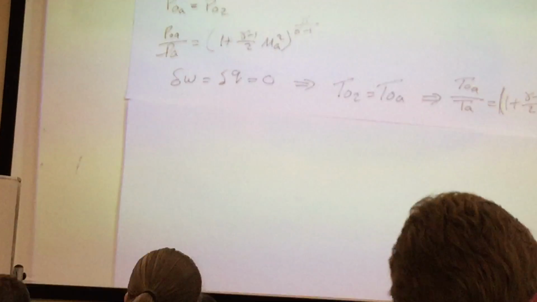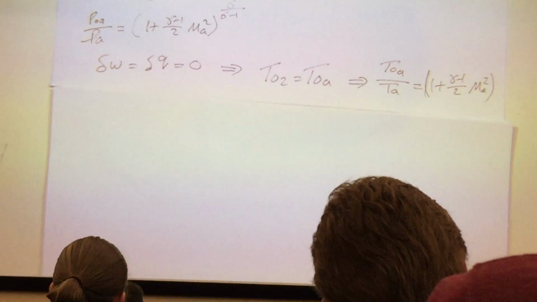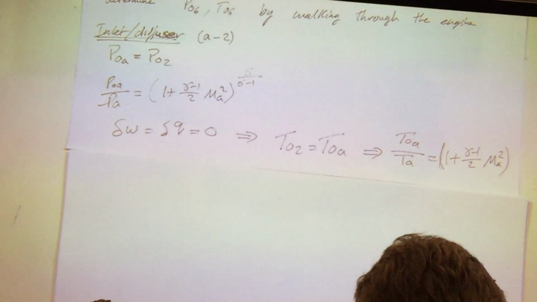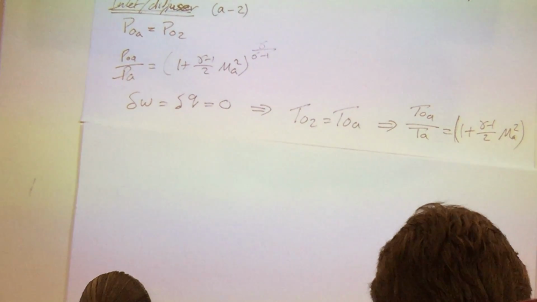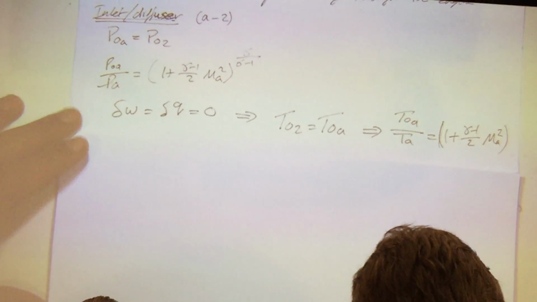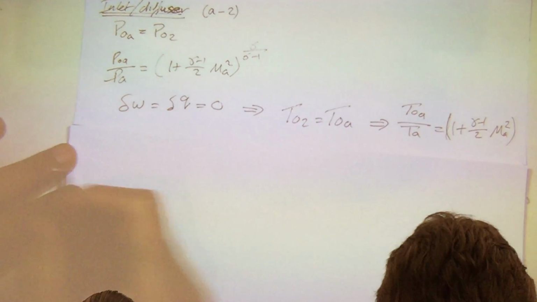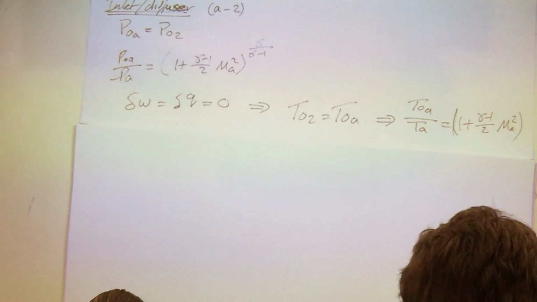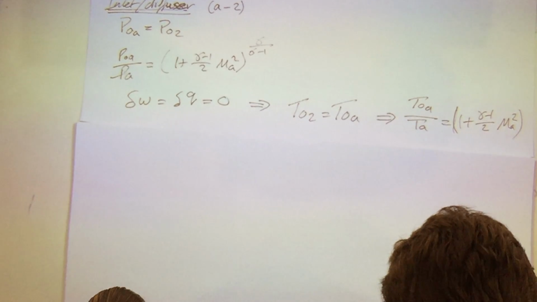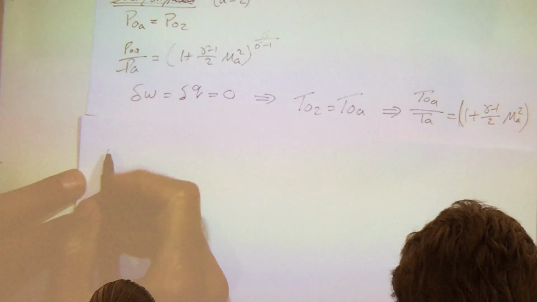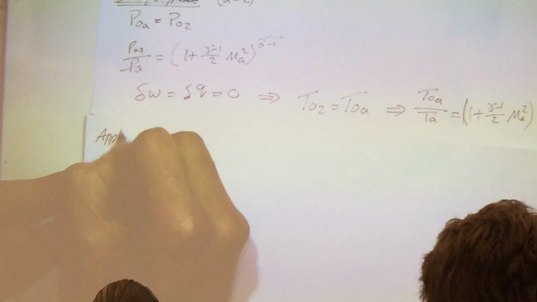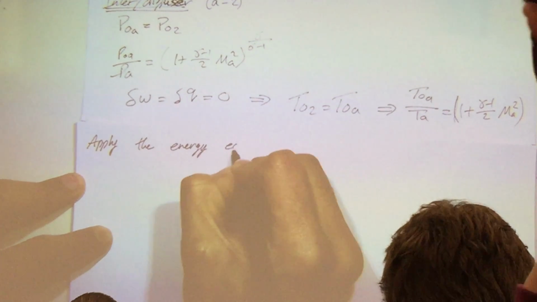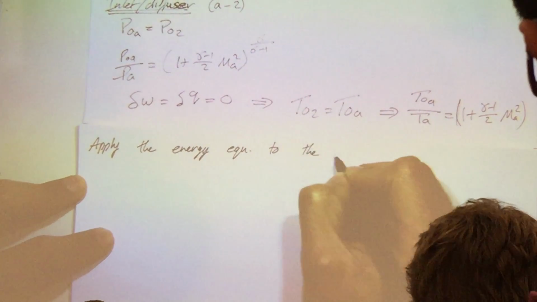Now, going through the combustion process, that's where it gets a little bit challenging. That's where we spend quite a bit of time in reaction mixtures and so forth, because this is where we have a lot of terms to deal with. We simplify it to a simple equation, but it's important that we understand where the source of that comes from. So, let's apply the energy equation to the combustor.